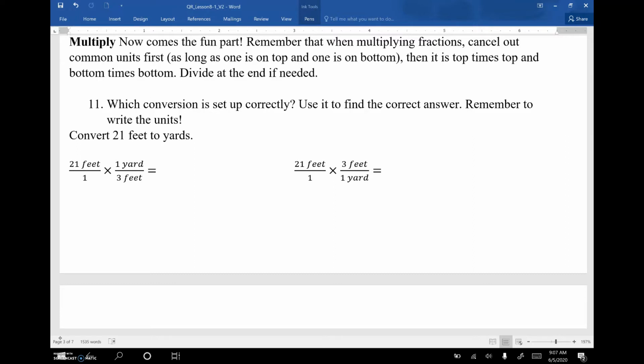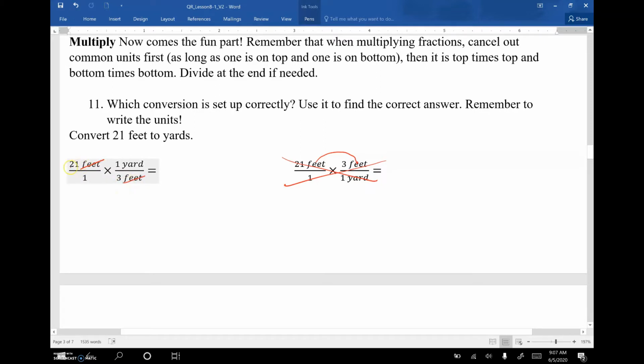So convert 21 feet to yards. We started out with our 21 feet over 1. And then we said we wanted to convert into yards. So we need a conversion factor that has, since we have feet on top, we need one that has feet on bottom. So this one would work. However, this one would not, because we have the feet on top on both of them. This one does not work. And so for here, because we have the feet on top and the feet on bottom, they cancel out.